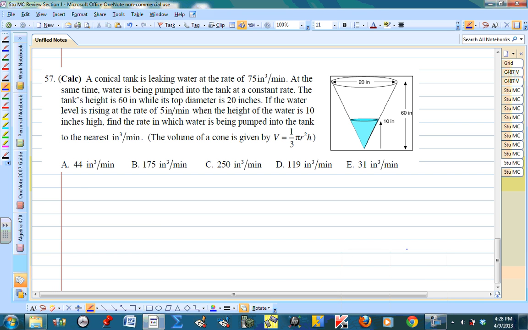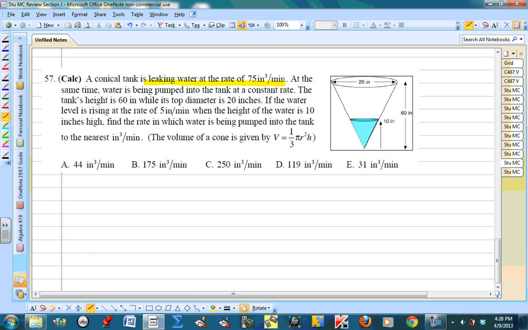Here you go. Problem number 57. This is not your typical cone problem, but it's fairly standard. We just haven't seen this in a long time, so let's review. They talk about a conical tank leaking water at a rate of 75 cubic inches per minute. Okay, that's going to be important to know.